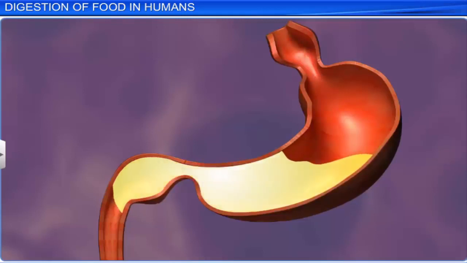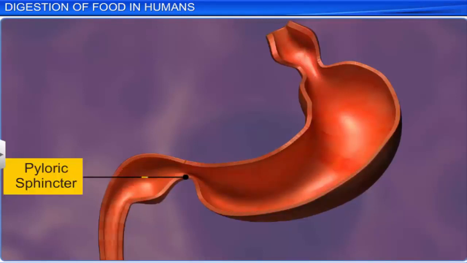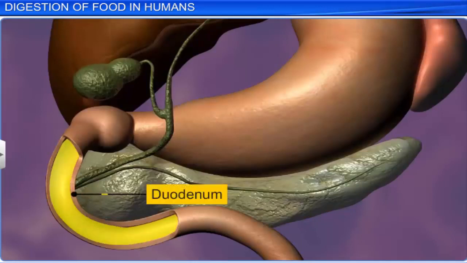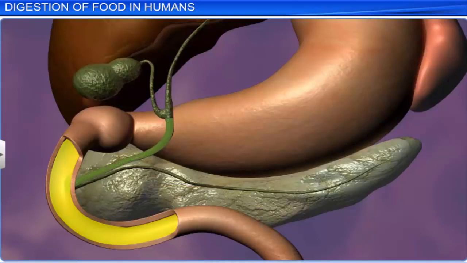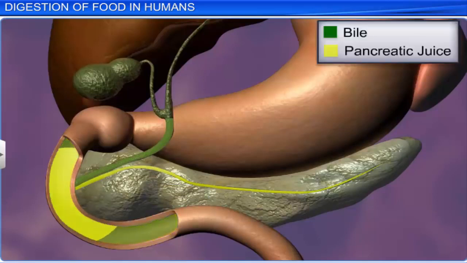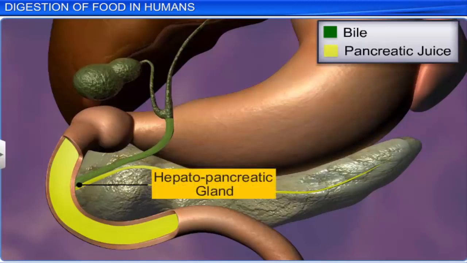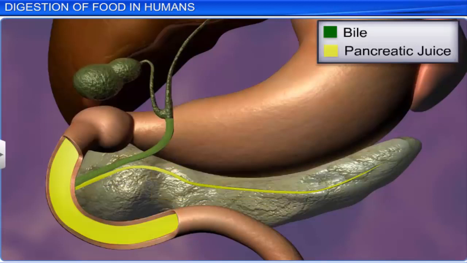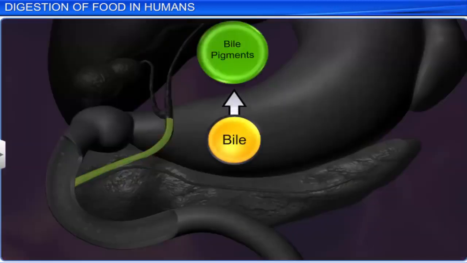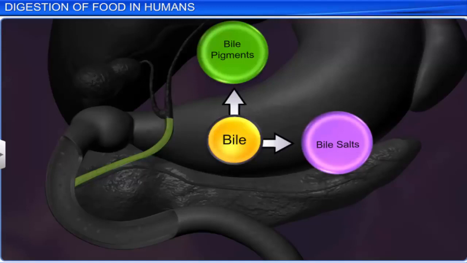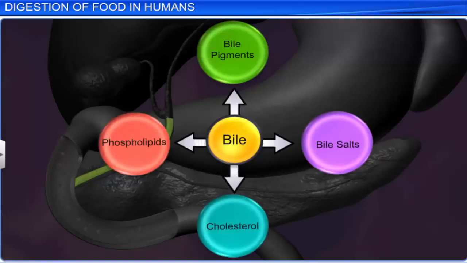The chyme from the stomach passes through the pyloric sphincter and enters the duodenum, the first part of the small intestine. Here, the movements generated by the muscularis layer of the duodenum cause the chyme to mix with pancreatic juice and bile, the secretions of the hepatopancreatic gland. These secretions contain different enzymes and pigments that help in the further breakdown of food molecules. Bile, for example, contains bile pigments such as bilirubin and biliverdin, bile salts, cholesterol, and phospholipids.